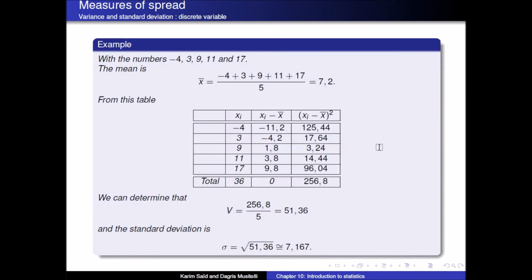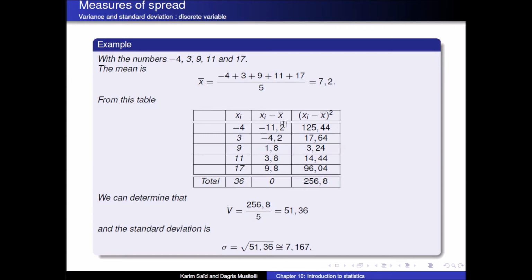Okay, let's see an example together. We have some numbers: -4, 3, 9, 11, and 17. So the first thing to do is to compute the mean. It's 7.2. Then for every value, so for -4, for 3, 9, 11, and 17, I compute the difference with the mean. So I do -4 minus 7.2, and I get my result, -11.2. I do the same for 3. 3 minus 7.2 gives -4.2, and so on and so on.